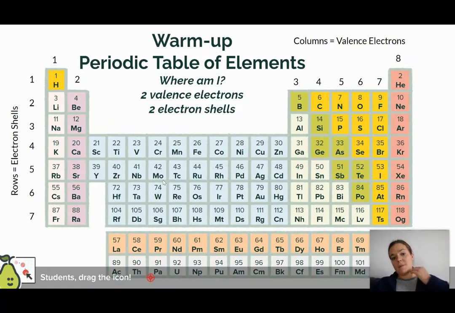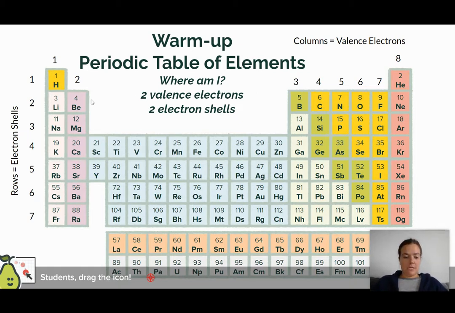So this first question is another one for us to practice being able to figure out where on the periodic table an element is based on its valence electrons and its shells. So remember the valence electrons, those are the electrons in the outside shell of an atom. Every element in a column has the same number. And so these numbers on top here represent how many valence electrons every element in that column will have. The electron shells are then represented by the rows. As you go down the rows, you add another shell. So what atom or what element has two valence electrons and two electron shells?